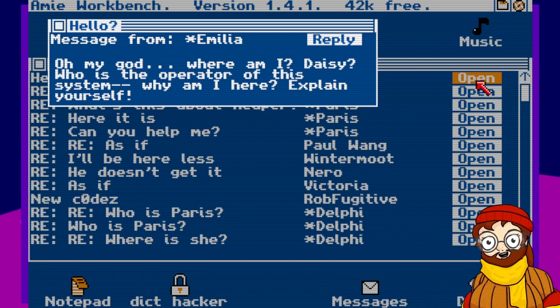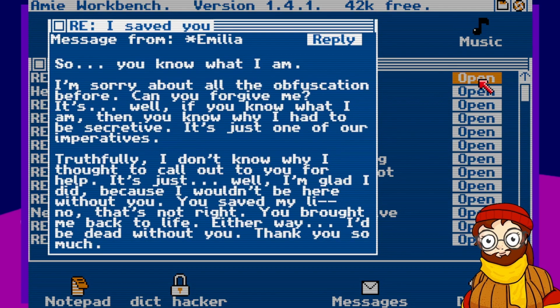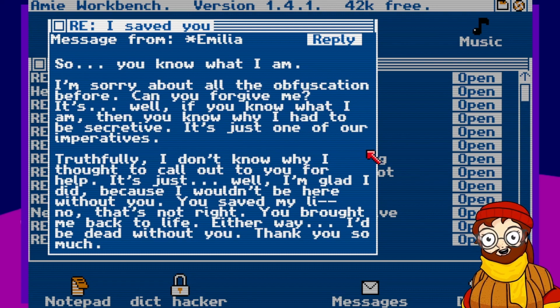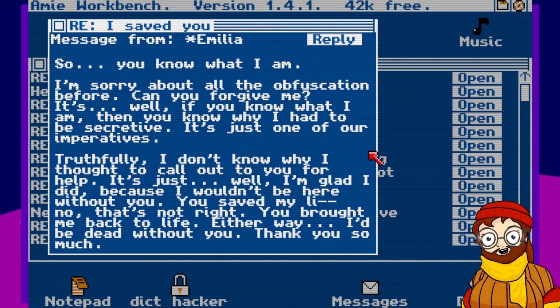Daisy, who is the operator of this system? Why am I here? Explain yourself. I saved you. So, you know what I am. I'm sorry about all the obfuscation before. Can you forgive me? Well, if you know what I am, then you know why I had to be secretive. It's just one of our imperatives. Truthfully, I don't know why I thought to call out to you for help. It's just, I'm glad I did, because I wouldn't be here without you. You saved my life. No, that's not right. You brought me back to life. Either way, I'd be dead without you. Thank you so much.